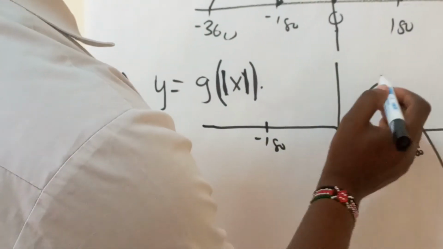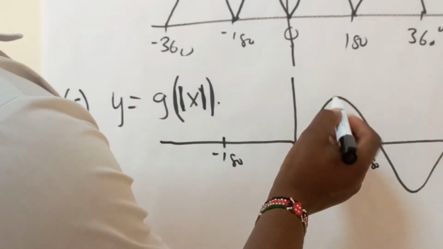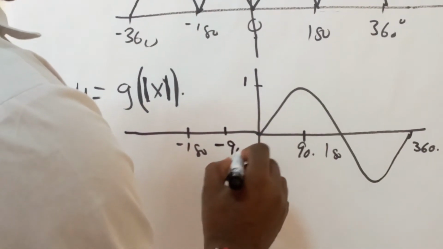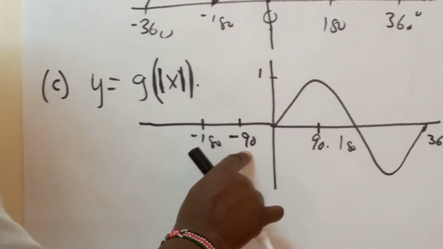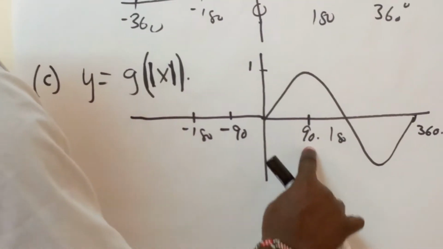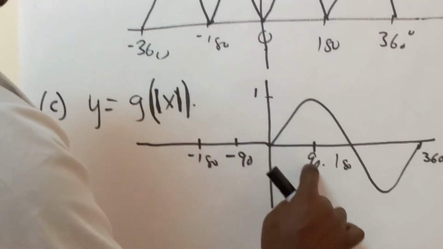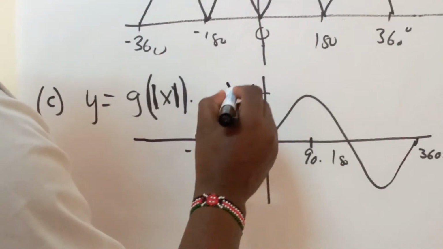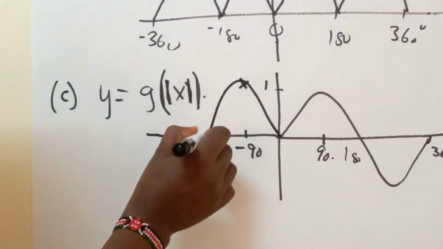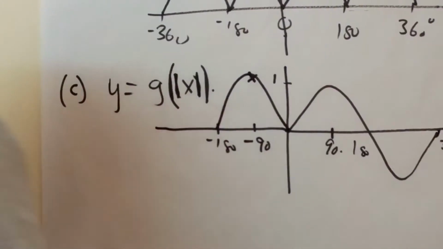But look at it this way. When x was 90 degrees, the value of y is supposed to be 1. When x is negative 90 degrees, because now x is negative and it is going to be moduled to be positive 90, that means it's going to reflect the value of y when x was itself 90. So the value of y remains 1. And again, this gives you something of this nature. So that is this part reflected along the y-axis.